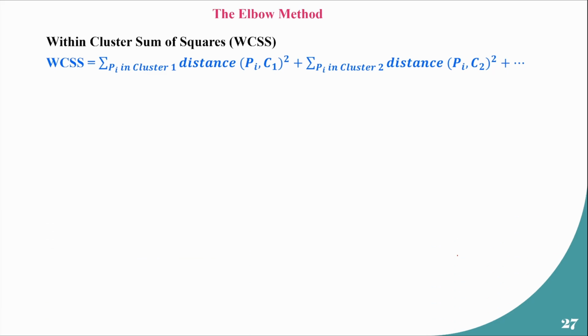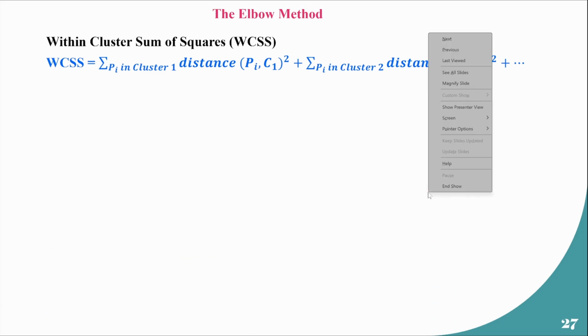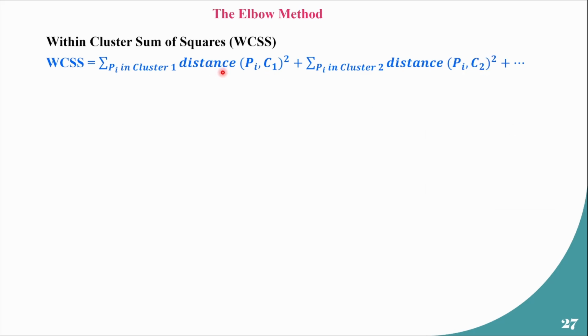Anyway, the within cluster sum of squares value is computed by taking the distance of each data point from its cluster centroid. Here the centroids are considered as the C1, C2 values and so on, and the individual data points are the Pi, right? You compute that distance, square it, and then take the summation for all of the different clusters, and that will give you the total within cluster sum of squares value, or the WCSS value, right?